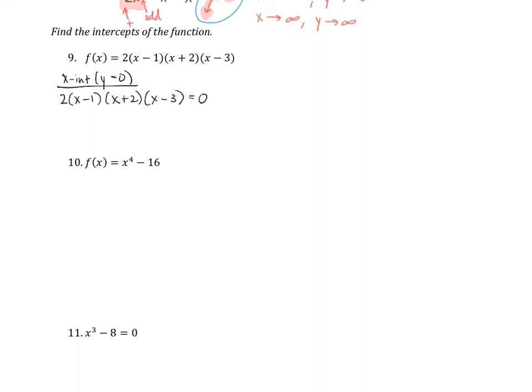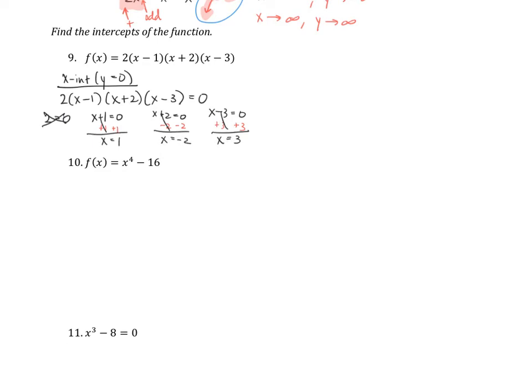This is all factored for us. So now we can set each factor equal to 0 and solve to get our intercepts. So 2 is the first factor. Keep in mind that I can set that equal to 0, but it does not have a variable, so it does not lead to an answer. There's no solution to that. x minus 1 equals 0. If I add 1 to both sides, I get x equals 1. x plus 2 equals 0. If I subtract 2 from both sides, I'll get x equals negative 2. And then x minus 3 equals 0. I'm going to add 3 to both sides, so I get x equals 3.